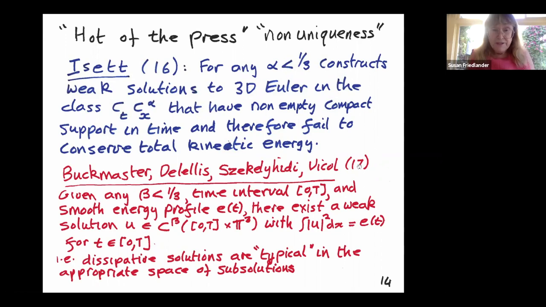a further development by Tristan, Camillo, Laszlo, and Vlad: given any β less than a third and a time interval zero to capital T, and any smooth energy profile E of t, there exists a weak solution to the Euler equation in this function space, with the energy being exactly this given profile E of t for time in our time interval. So in other words, dissipative solutions to the Euler equation of this sort are typical in the appropriate space of subsolutions.